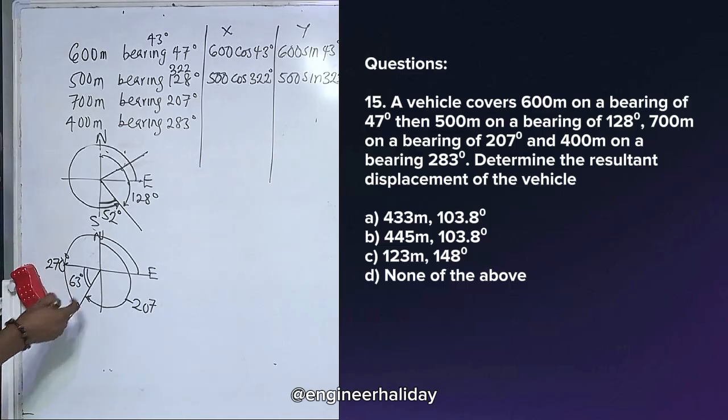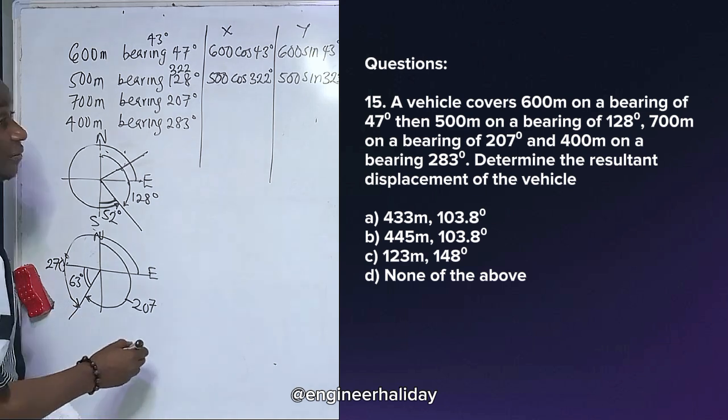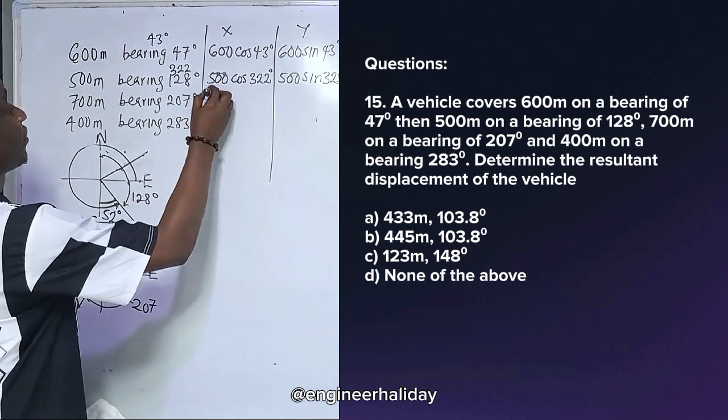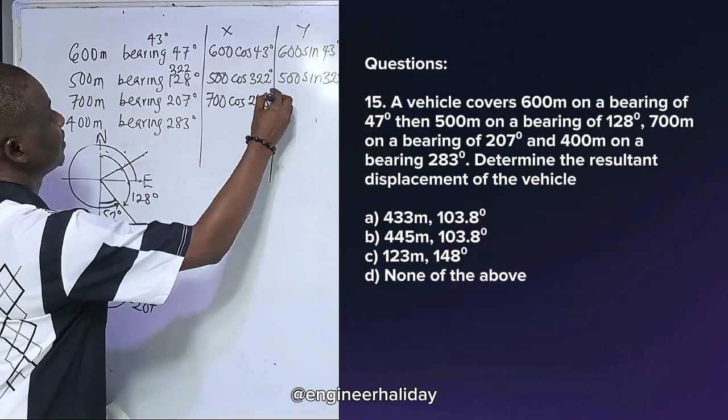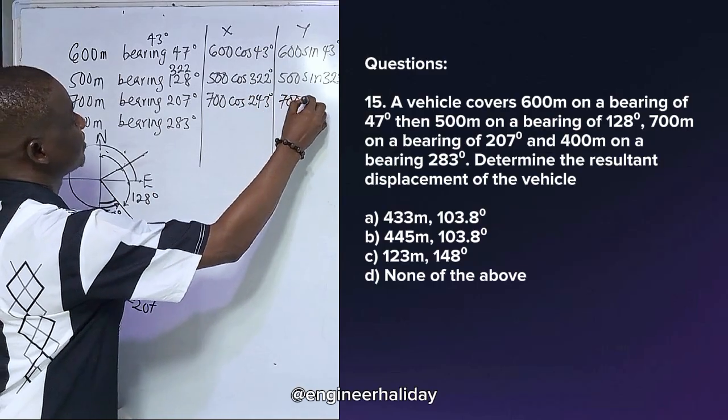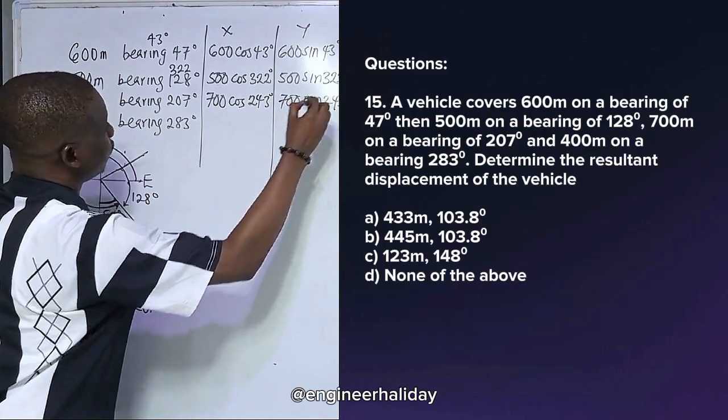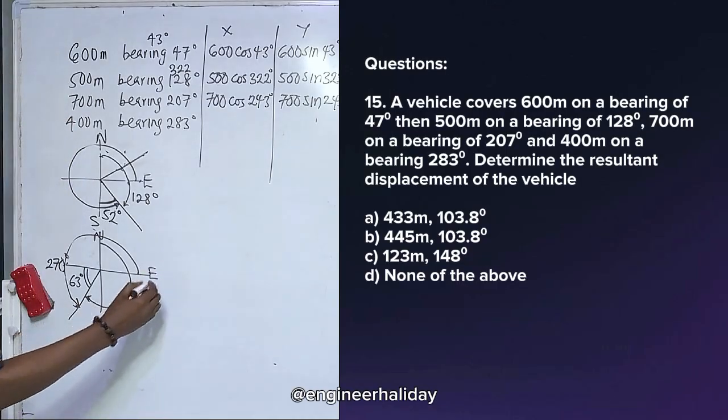What do we have? This is 180 plus 63. So what will it give us? 180 plus 63 is 243. So 700 cos 243, 700 sine 243. The last one which I want to do is what?